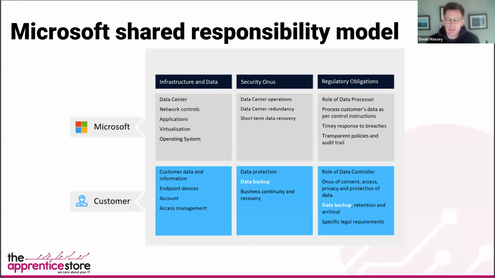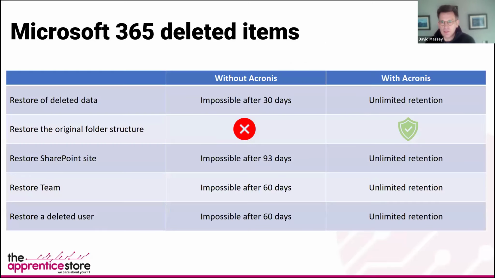They duplicate your data into multiple data centers, but if that data is corrupted or deleted, that corruption and deletion will be duplicated across their data centers. They only retain the data for a small period of time that may not be compliant with your data recovery objectives. You can see that the longest you have the ability to recover some data is 93 days. One of the things we find really challenging is the ability to recover your file structure.